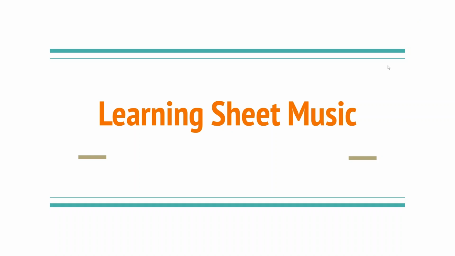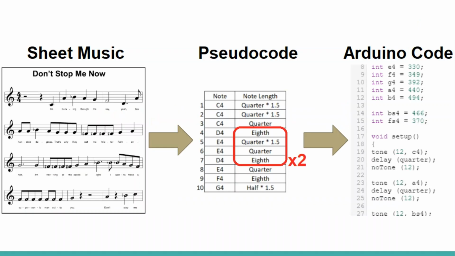All right, students, we're going to talk a little bit about sheet music. I'm no expert. Let's see what we can do though. So in this project, you need to go from sheet music, like what you see on the left, to creating a pseudocode, which is kind of like figuring it out on your own how you're going to do the code before you do the final thing, the Arduino code at the end.